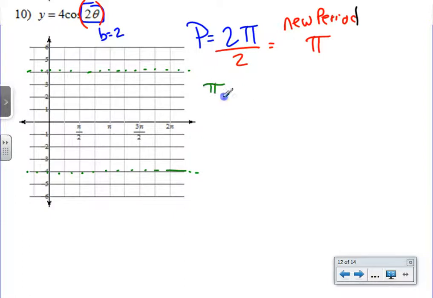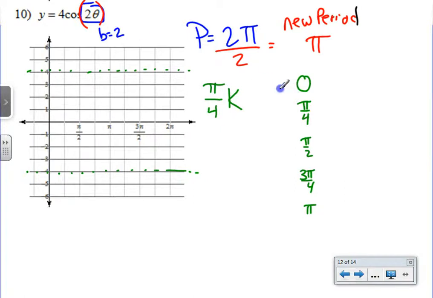So let's talk about markings. We're going to mark quarter points. So you take the new period and you divide it by 4. So we're going to mark off every single pi over 4, starting at 0. So 1 pi over 4 is pi over 4. What's 2 pi's over 4? Pi over 2. What's 3 pi's over 4? That's not exciting, 3 pi over 4. And what's 4 pi over 4? Pi.